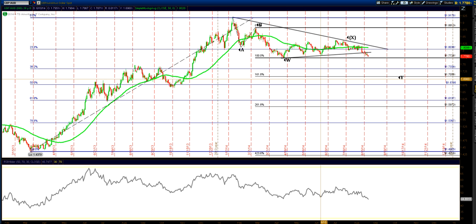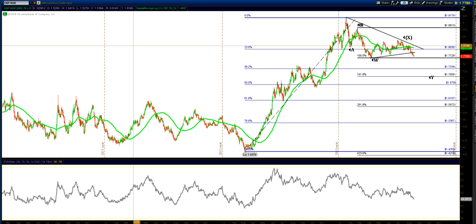1.4379 to the 1.9176 upswing, but more importantly, the 161.8% Fibonacci extension, which is located around 170.58. That holds true. A lot of downside we are looking forward to for the British pound versus the Australian dollar.